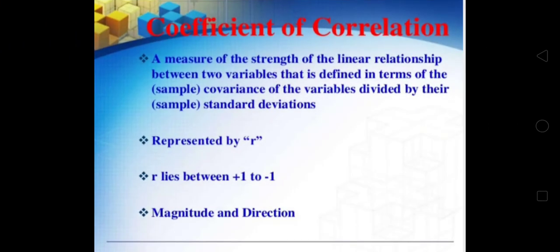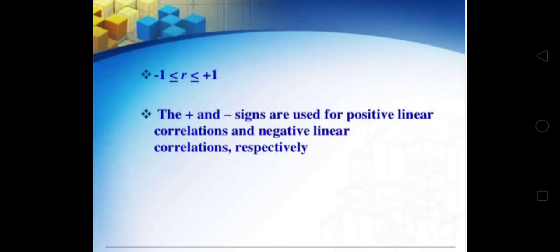The coefficient of correlation is a measure of the strength of the linear relationship between two variables, as already discussed, that is defined in terms of the sample covariance of the variables divided by their sample standard deviations. And correlation is represented by R, and it lies between +1 and -1. The magnitude and direction of correlation will be determined. The values will come as -1 less than or equal to R less than or equal to +1. The plus and minus signs are used for positive linear correlations and negative linear correlations respectively.